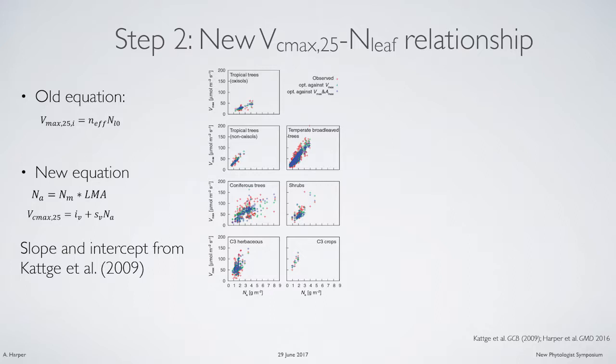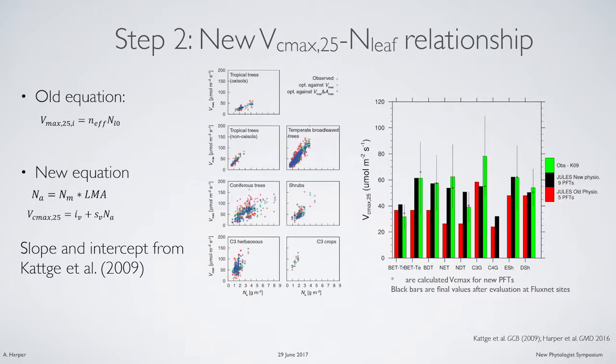The effect of that is shown here. The green bars are the observed Vcmax given in the Kattge et al. paper from 2009. The red is where JULES was previously, and the black is the updated Vcmax. So we have higher Vcmax for most PFTs, which has generally increased the productivity in the model.